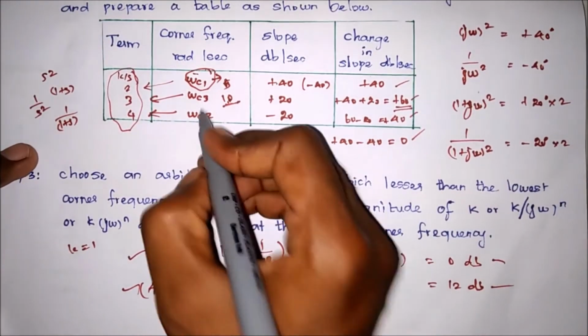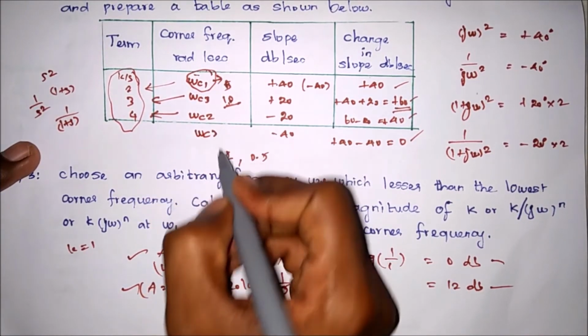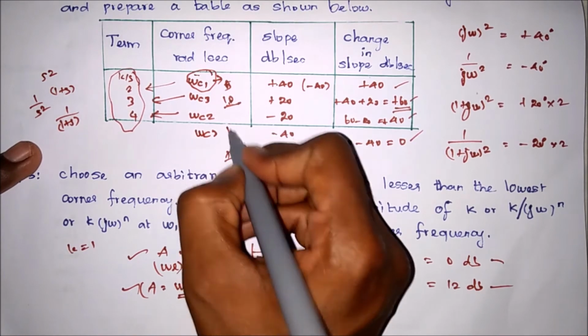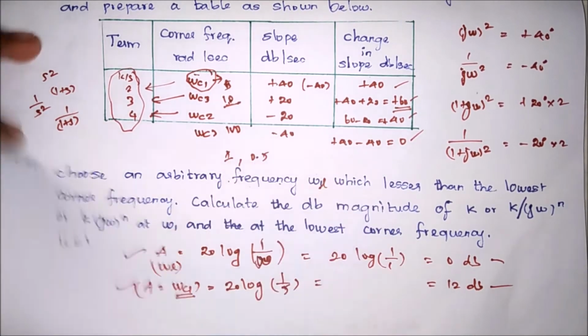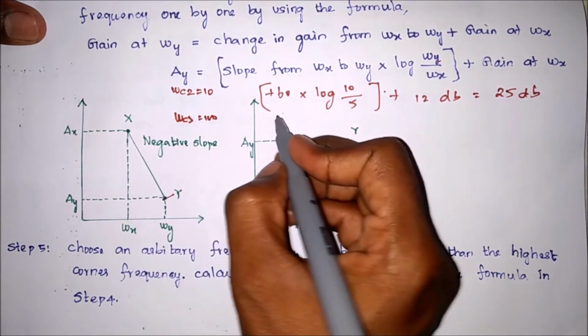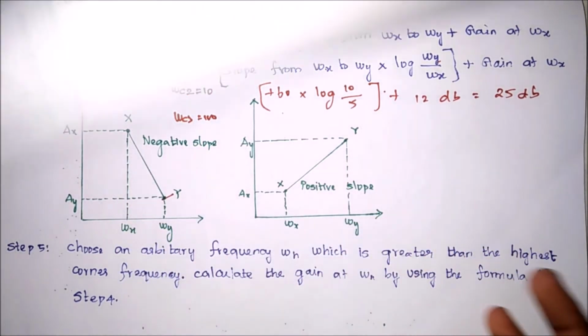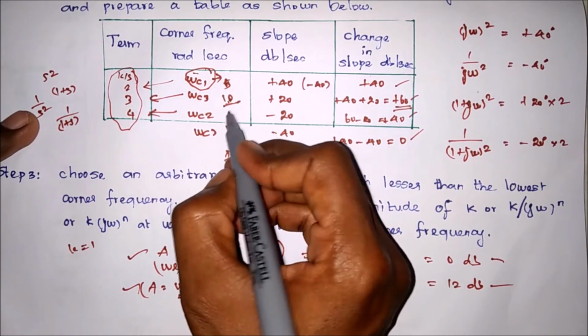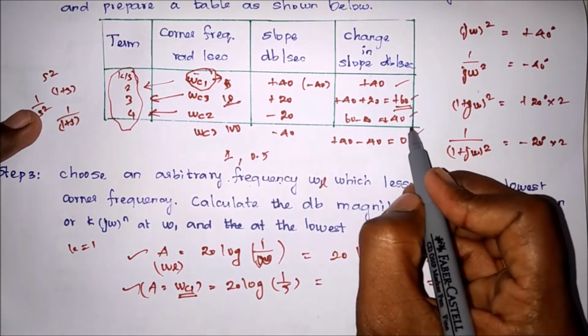For next omega C3, suppose omega C3 is, for example, 100. So for omega C3 equal to 100, from 10 to 100, what is the slope here?